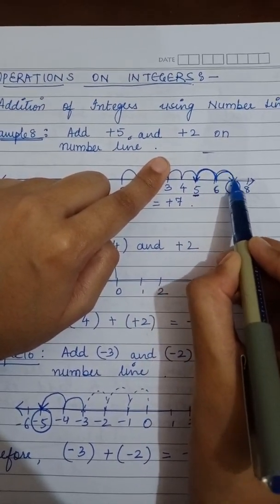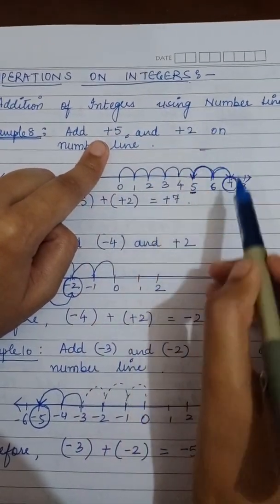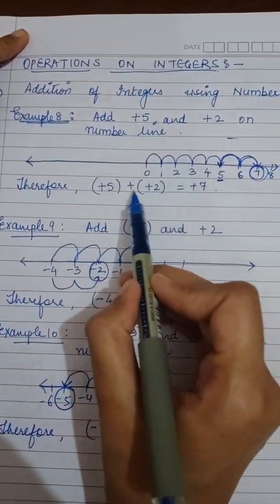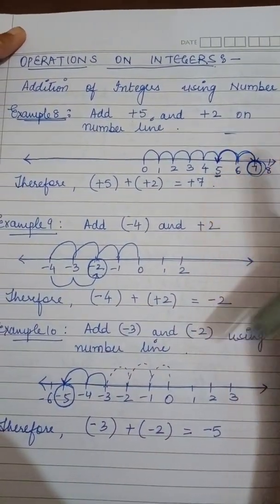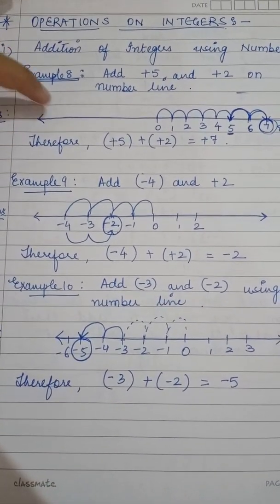And then 2, where I reached 7. So if I'm going to add 5 and 2, what am I going to get? 7. Therefore plus 5 plus 2 is equal to plus 7. Right, so this we are going to do. We have done this question on the number line.